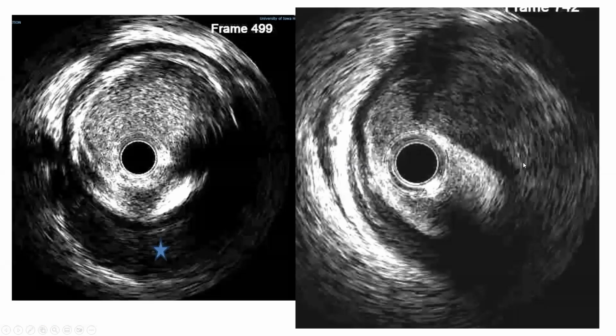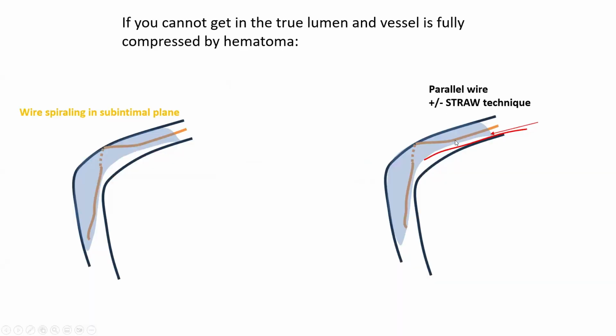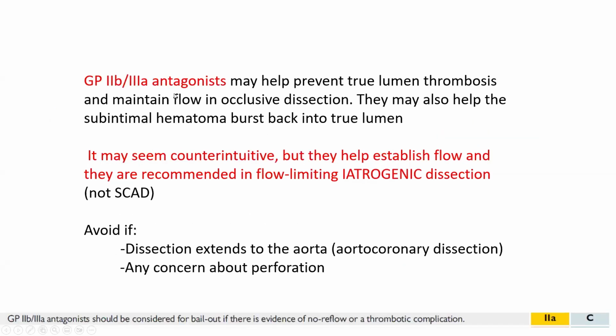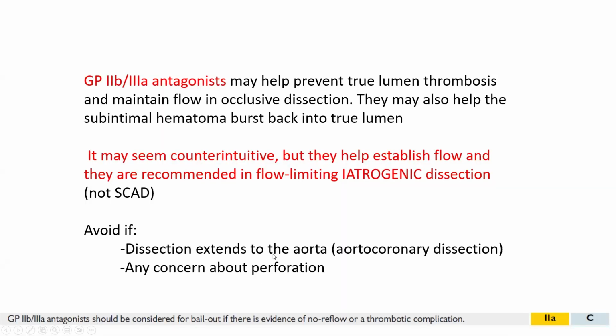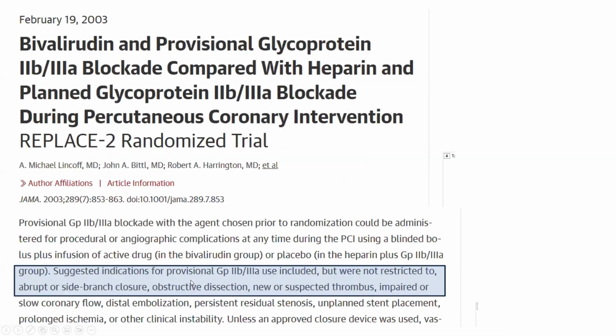What happens when you have bad occlusive dissection is that the hematoma compresses the true lumen and that true lumen may thrombose. So the 2B3A antagonists may prevent the true lumen thrombosis. Another thing the 2B3A antagonists do is that they may also help decompress that subintimal hematoma. They help it burst back, rupture into the true lumen. Avoid them if the dissection extends into the aorta, aorto-coronary dissection, or if there is any question mark about perforation.